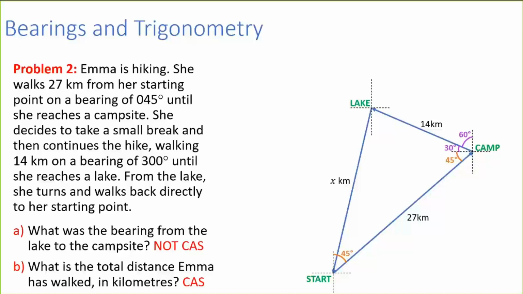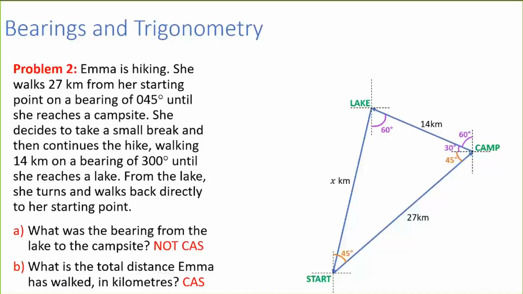Now the from and the to is really important. So we're going from the lake to camp. Make sure that you verify that your bearing is from the right location to the right location. So if we're looking at the lake, we need to know from north, clockwise, all the way to that line that joins camp to lake.